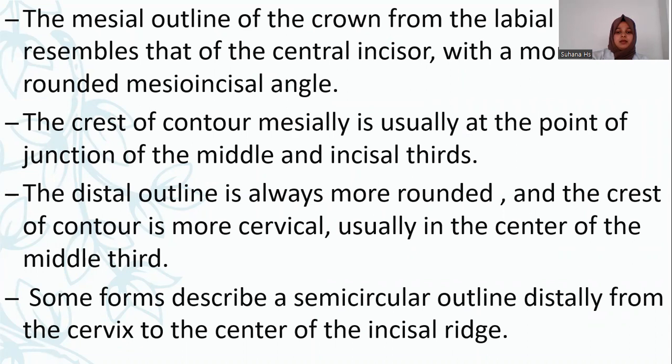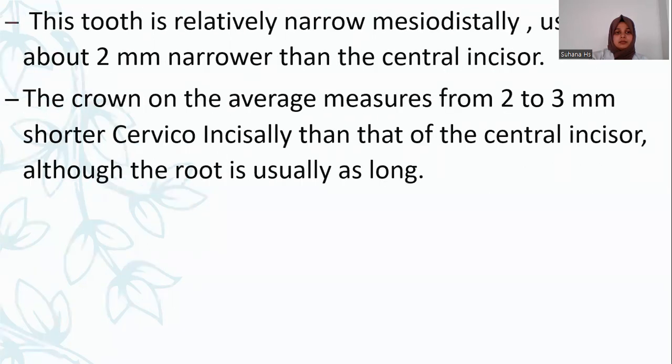That is, when we compare the distal aspect of the lateral incisor, it is more rounded and has a semicircular appearance, starting from the incisal ridge towards the cervix. This tooth is relatively narrow mesiodistally, about 2 mm narrower than the central incisors. And the crown on average measures 2 to 3 mm shorter cervico-incisally than that of the central incisor, although the root is usually long.